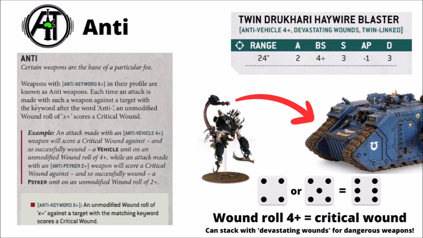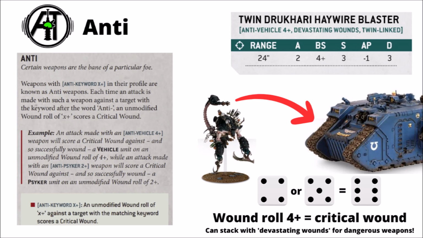This one's to denote weapons that are just particularly good at killing one type of target. The way they work is that you have anti, and then it might be anti-infantry, anti-vehicle, or anti-monster or something like that, and they'll be better against units with that keyword. When an anti-weapon makes an attack, it will also have a dice value listed on it. Say for example, this Haywire Blaster has got anti-vehicle 4+. That means that every time you roll a 4+ to wound, that attack will automatically wound the target as it transfers to a critical wound.